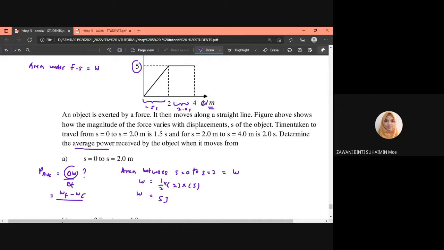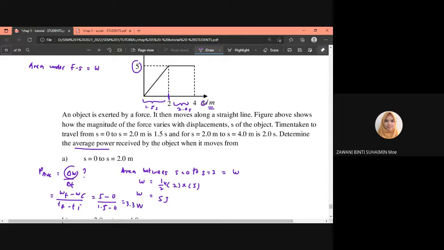Okay, bahagi dengan T final minus T initial. Bila kita kira-kira, work final kita dapat 5, iaitu total work dekat 2 meter. Work initial, dia tidak bergerak lagi, maksudnya kita tak ada work initial at initial point. T final dia adalah 1.5, dan yang ini kosong. T initial, bila kita kira, kita akan dapat 5 bahagi dengan 1.5, dapat 3.3 watt.